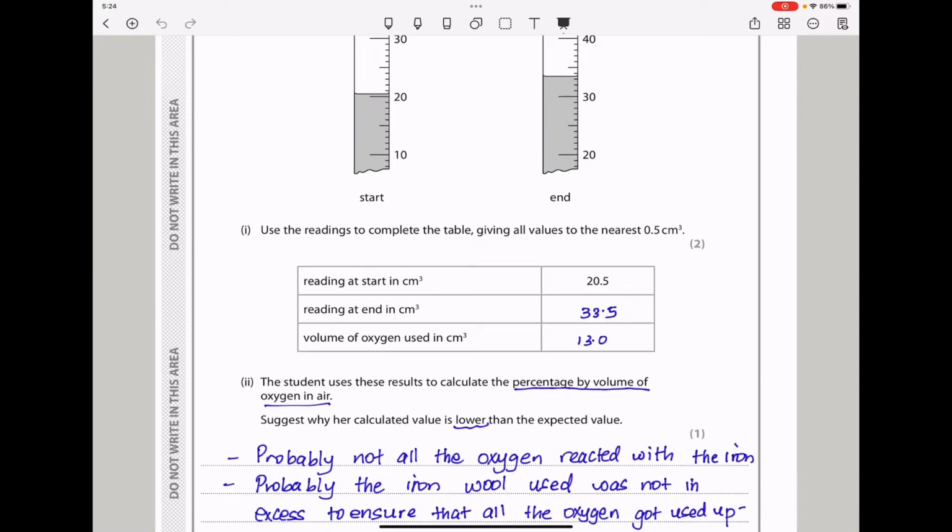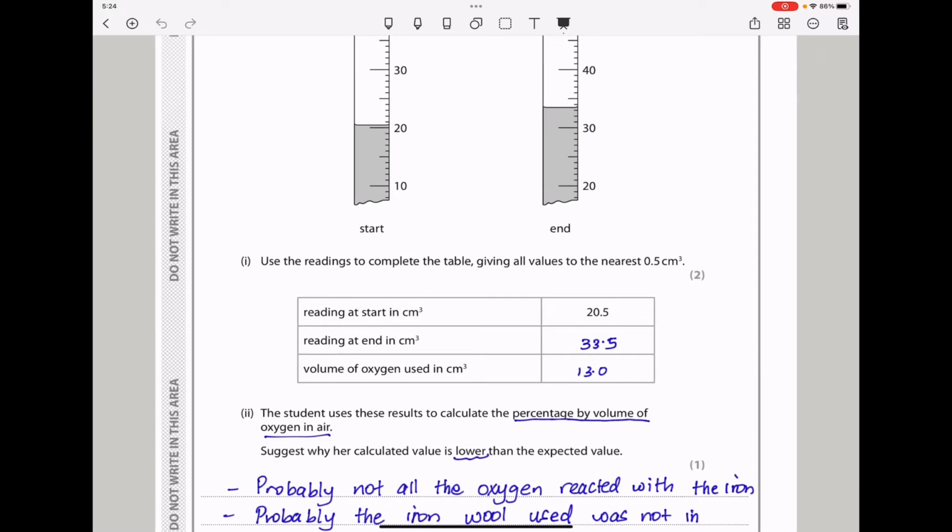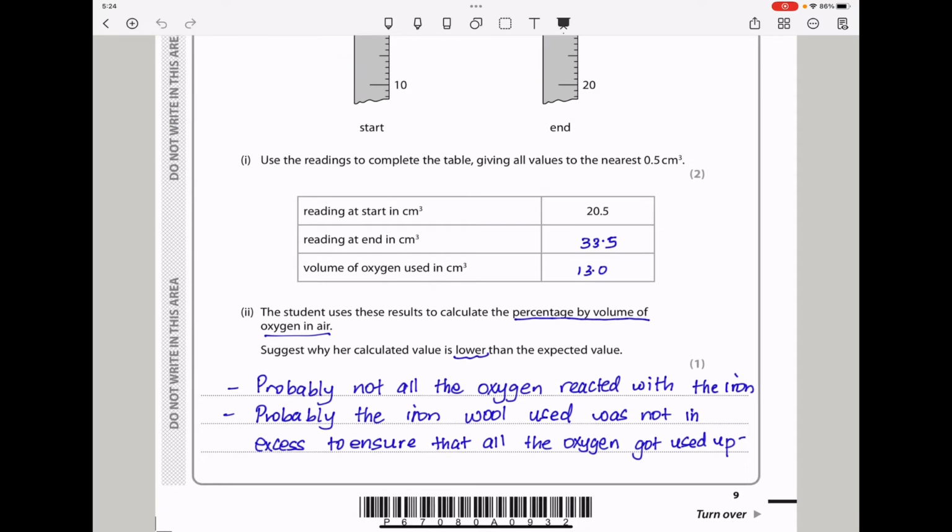So the reading at the start was 20.5, and the reading at the end, if we can see, this is going to be 30, 31, 32, 33.5. So that's my answer. And the difference is going to be 13.0 centimeters cubed. This is the volume of oxygen used. Here they say, the student uses these results to calculate the percentage by volume of oxygen in air. Suggest why her calculated value is lower than the expected value.